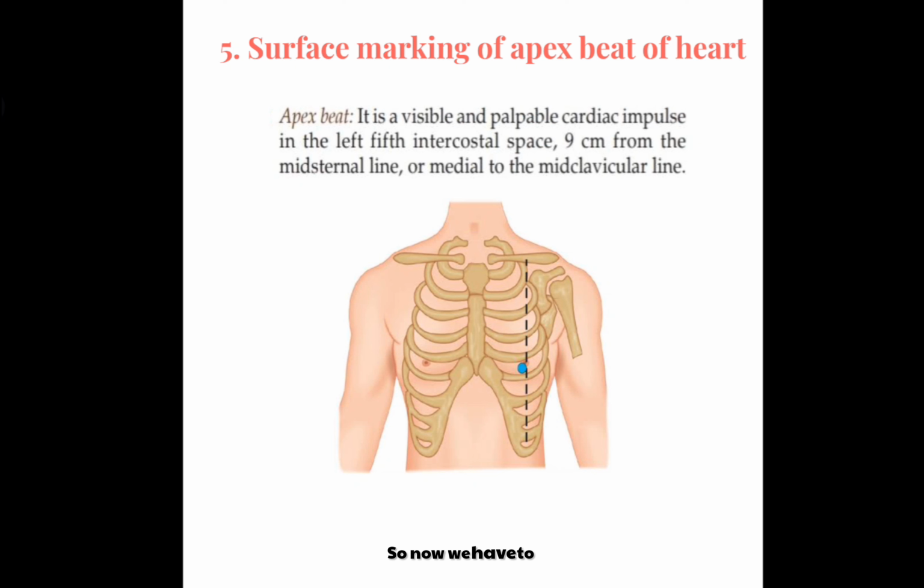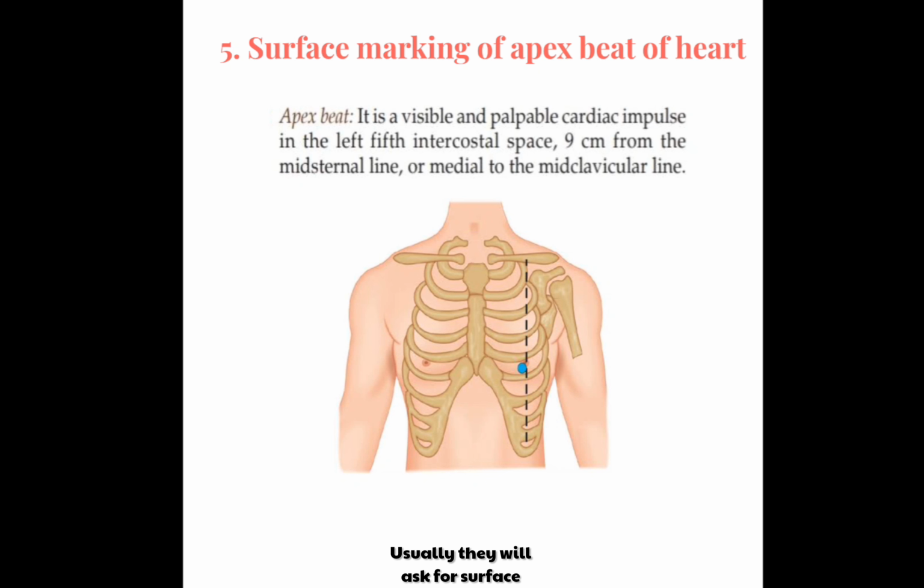Now you have to see the location. It is in the left fifth intercostal space. First trace the left fifth intercostal space and look from 9 centimeters. This is the mid-sternal line, here you have to draw the mid-sternal line. So 9 centimeters from the mid-sternal line, and also medial to the mid-clavicular line. This is the clavicle, this is the mid-clavicular line. Medial to the mid-clavicular line we have the apex beat of the heart. Okay, so this is the surface marking.